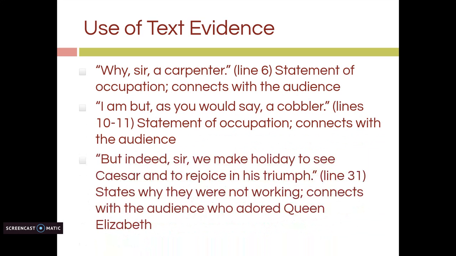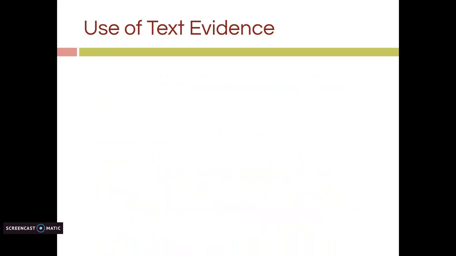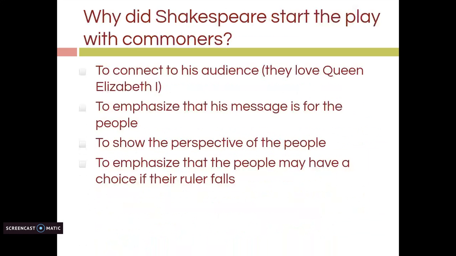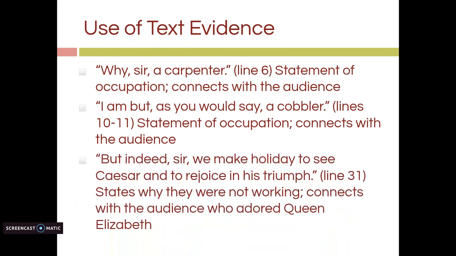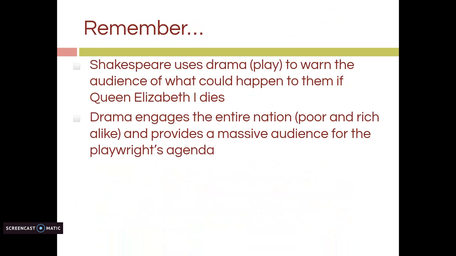So again, it states why they're not working. The people love Caesar. Remember, Act 1 is all about for and against Caesar. The cobbler and the carpenter love Caesar, and they represent all the people. So again, this connects with the audience who adored Queen Elizabeth. As we get back to this whole idea, why did he start the play with the commoners? Well, the people love Queen Elizabeth. Here, the people love Caesar. And so it's a direct connection. You know, the audience is engaged because it is a drama. And so that's what we need to understand. Shakespeare uses drama to warn the audience of what would happen to them if Queen Elizabeth I dies. Drama engages the entire nation, poor and rich alike, and provides a massive audience for the playwright's agenda.